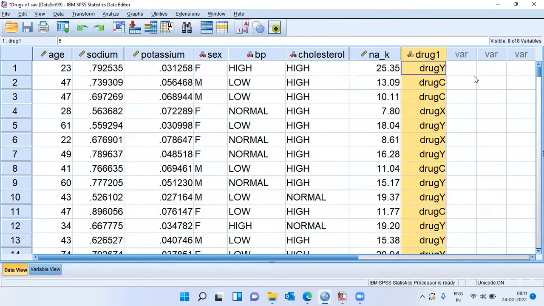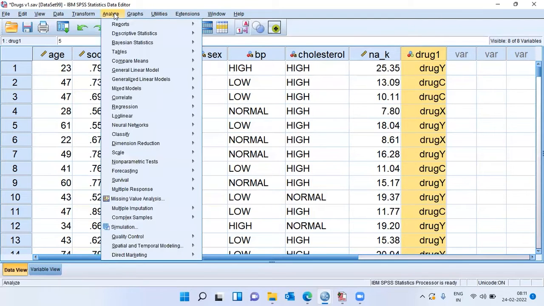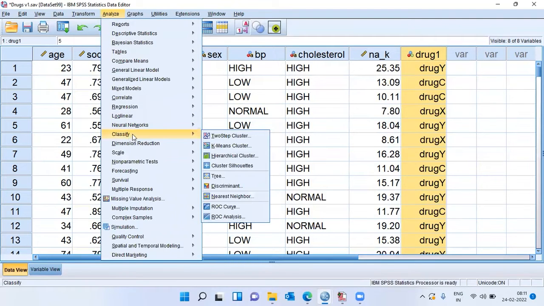Now, with this being the background, I will be using a decision tree model to model how patients respond to the 5 kinds of drugs that you are seeing: drug Y, drug C, X, A, and B. I can go to the option Analyze, choose the option Classify, and when I scroll down, you see the 5th option from the top, which is Tree. We can use this particular option for our data set.